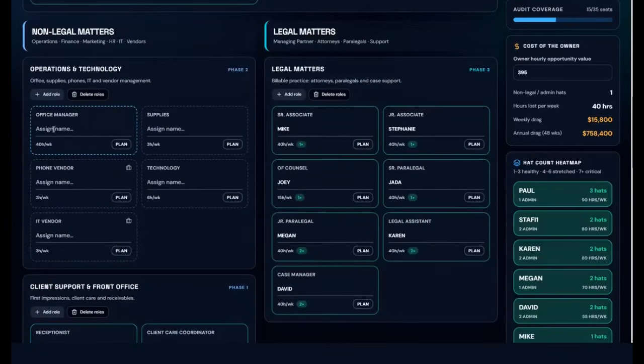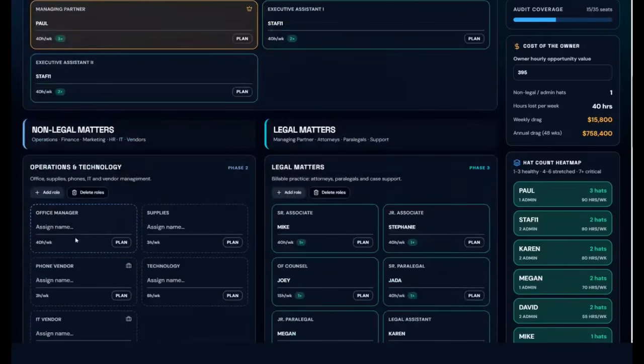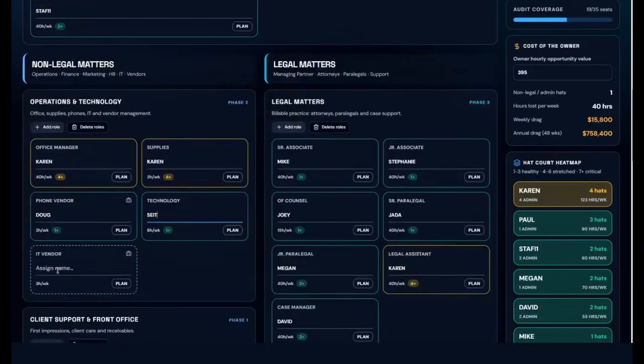Now, into operations, the office manager, not to be confused with the COO, but the office manager is Karen. She's very limited in authority, and she's also in charge of the supplies. Whoever handles supplies usually reports to the office manager. The office manager usually reports to the COO. The phone vendor is Doug. Now, Doug's a vendor. He's not an employee. And Southeastern IT is who does our technology. They are also our vendor. So for here, instead of putting SEIT for technology, the COO usually handles it. In this case, that's me, Paul.